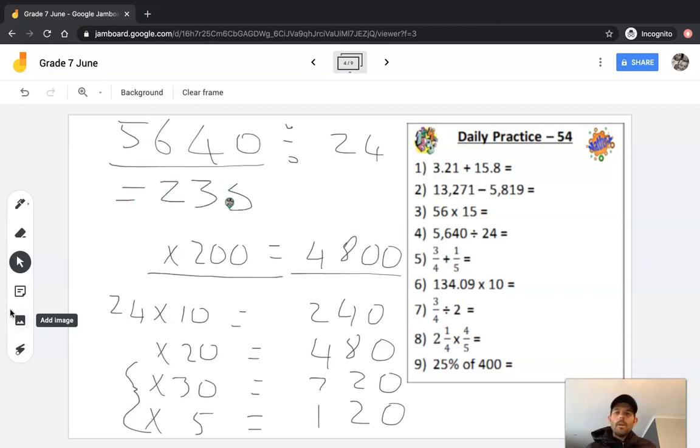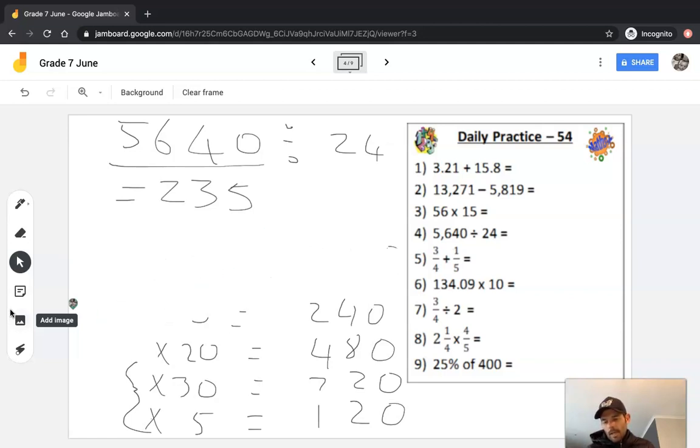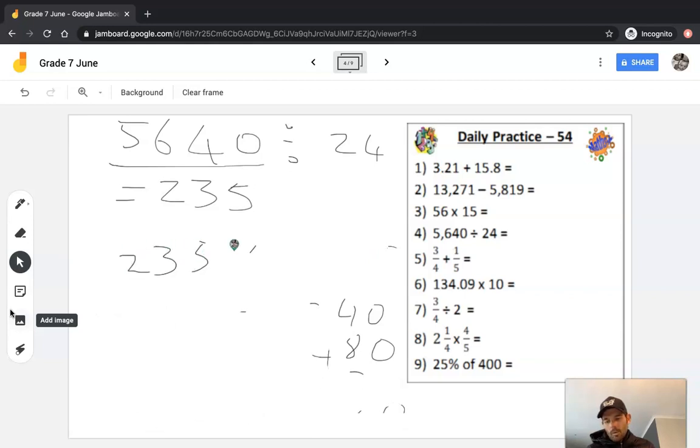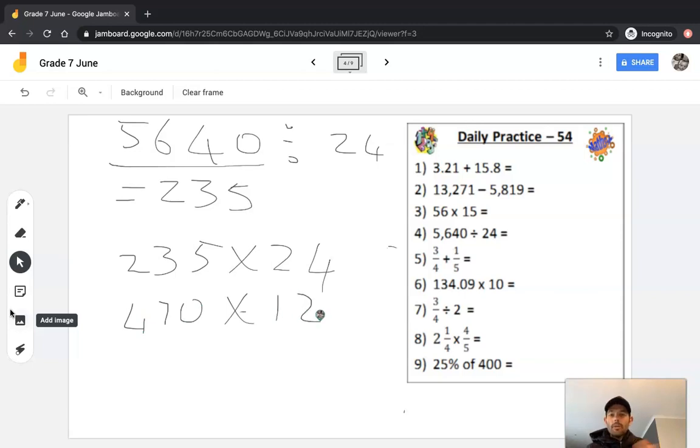Okay. But now we need to check, and we're going to check it by doing 235 multiplied by 24. And I'm going to guess or estimate that I'm going to use a doubling and halving method. So if I double 235, I get 470. And if I halve 24, I get 12. I can do it again. Double 470, I get 940.